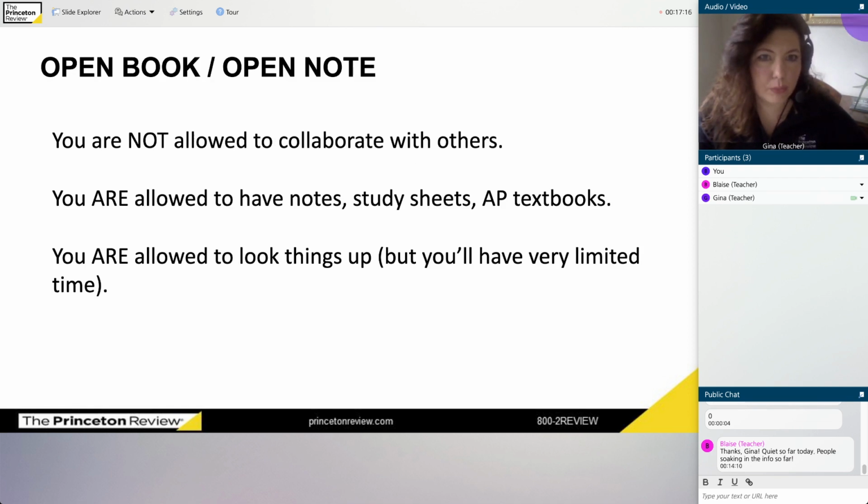Now, here are the rules. As I said, you are allowed to use notes, books. You could even Google things if you want to, but I'm going to suggest you don't do that because it takes up too much time. However, there's one thing you are not allowed to do. You are not allowed to collaborate with anyone else while you take this test.